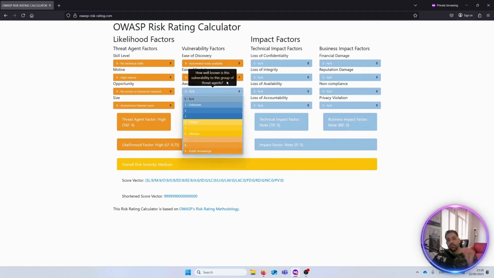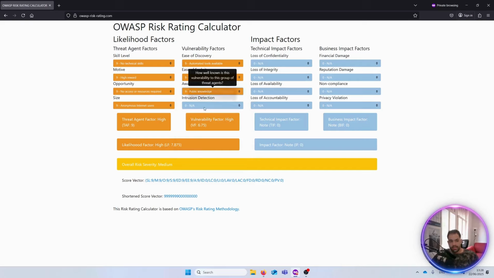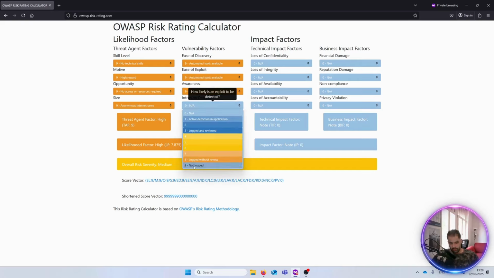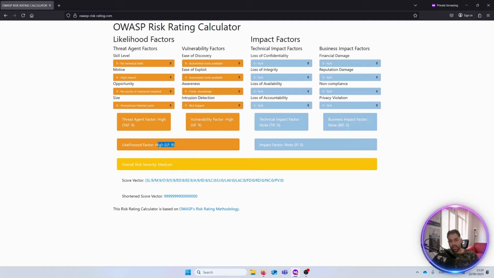Awareness. How well known is this vulnerability to this group of threat agents? Is it something like Log4j, which was really common and famous, like a bomb on the internet, or does nobody know, or too few people know that? As you see, there's unknown, in case we don't know, but let's say again it's public. And then intrusion detection. Do our systems log? Let's say not logged. And as you can see, it's the highest factor, so it's 9. The same thing regarding impact factors.